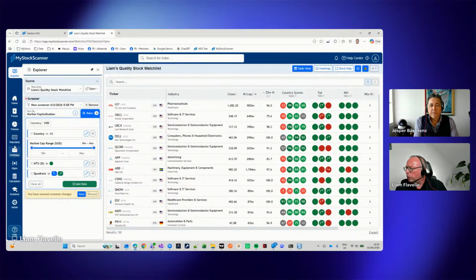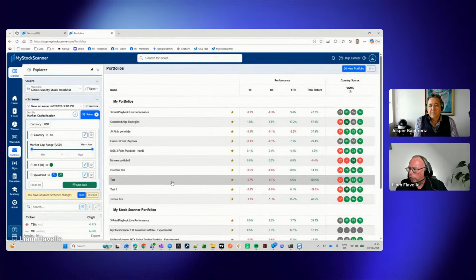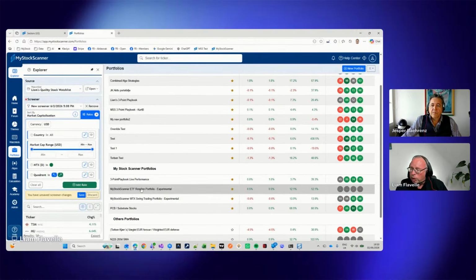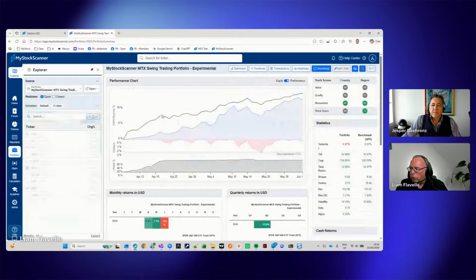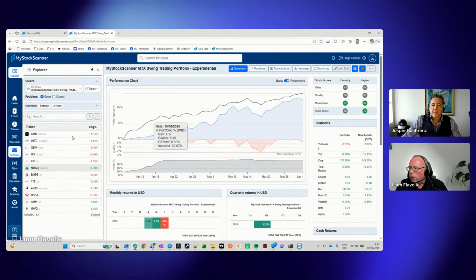And if we just go very quickly into one of our new portfolios that we just released, we've got two new portfolios as well. We've got the ETF rotation, which I'll go through a little bit later. We've also got our swing trading side of things. So we can see here we've got 12 particular stocks in open positions at the moment. Our average return is 13%. This has been going since the beginning of April.